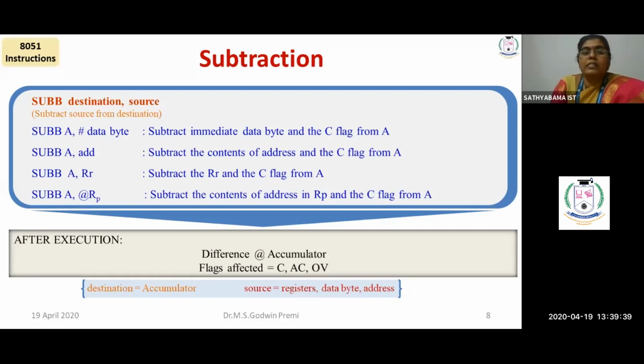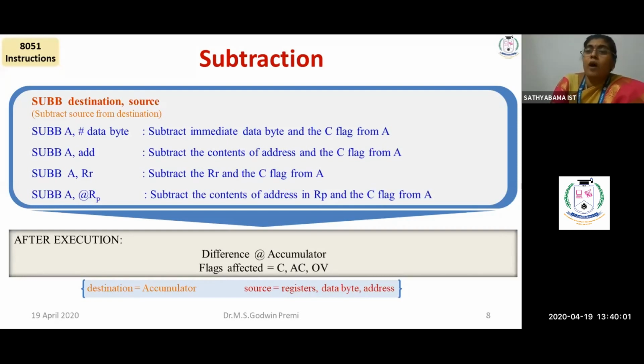The last instruction, SUBB A, comma, @Rp. Here subtract the contents of address in Rp. So Rp is the pointing register. Only R0 and R1 can be the pointing registers. Subtract the contents of the address in Rp.